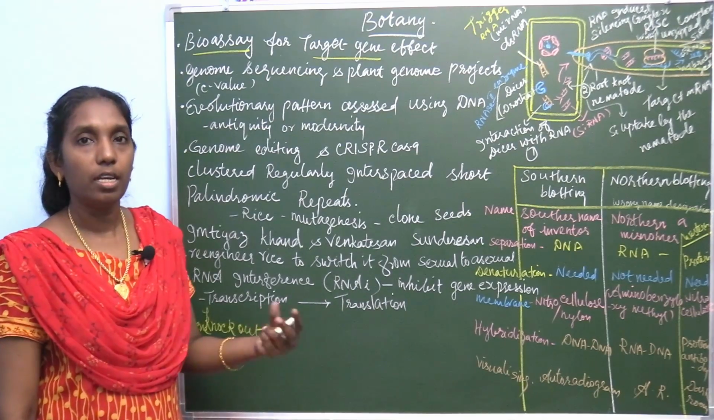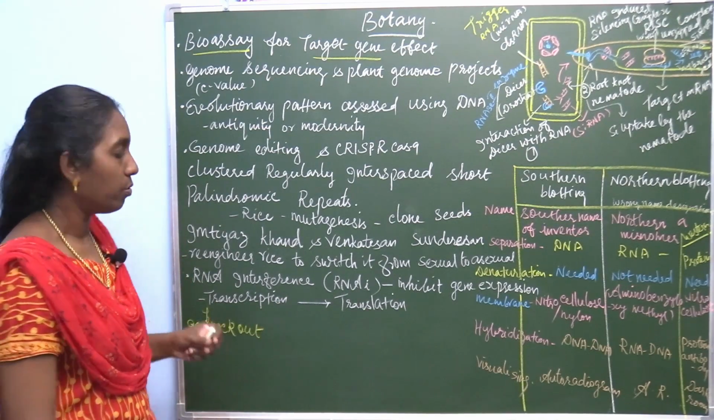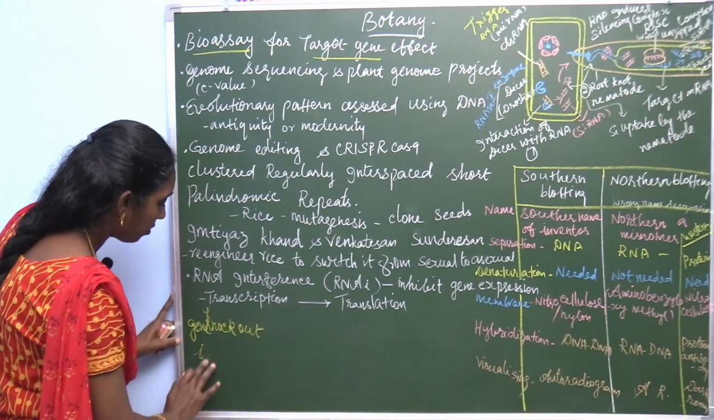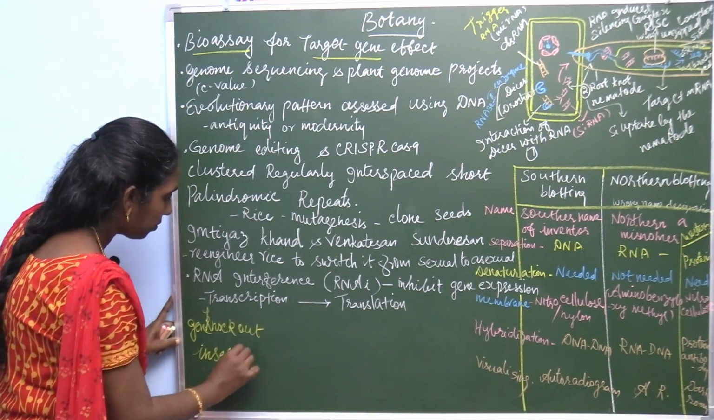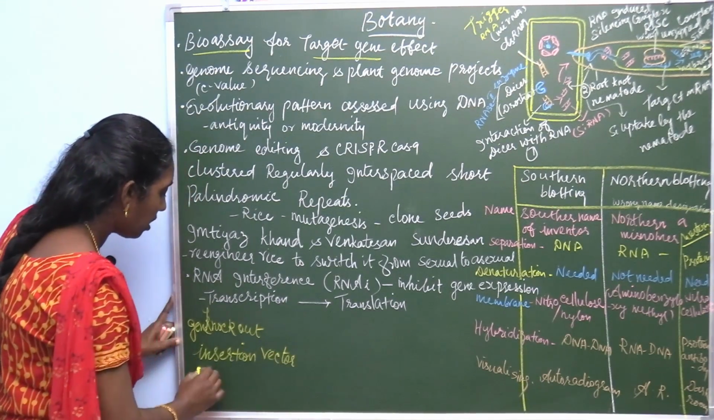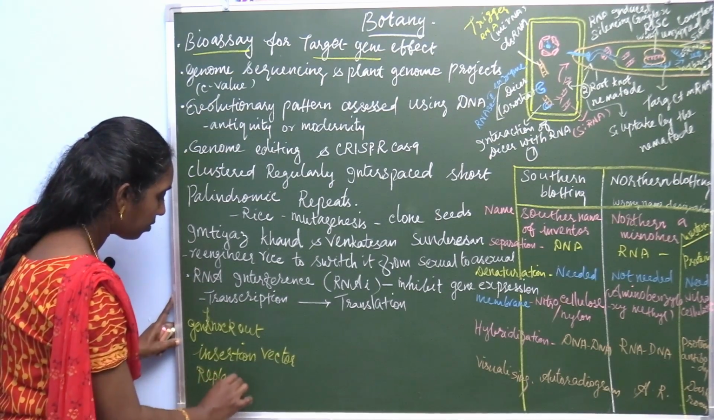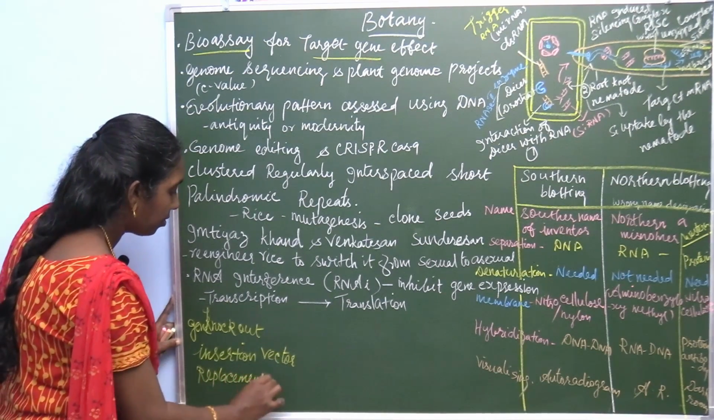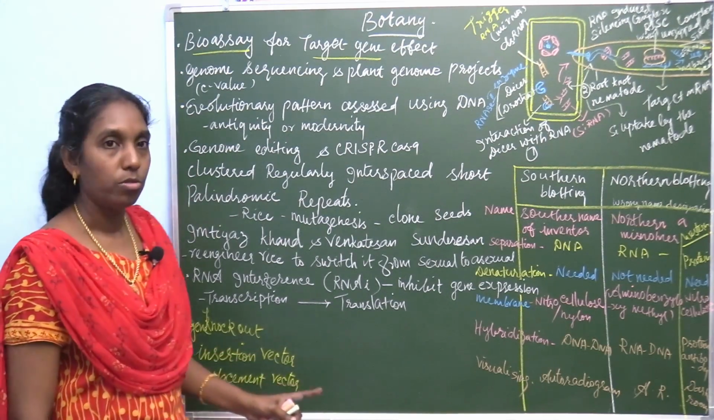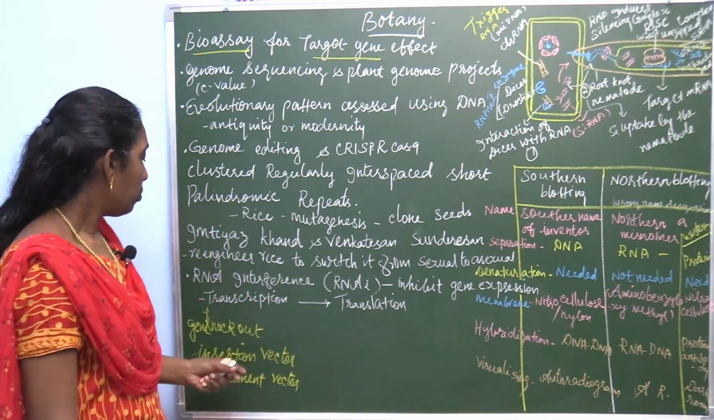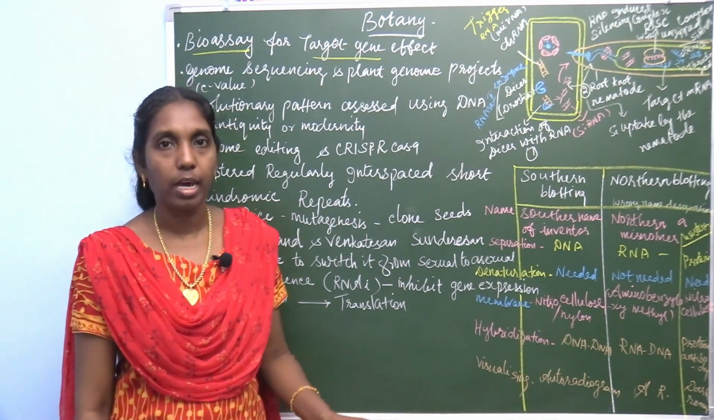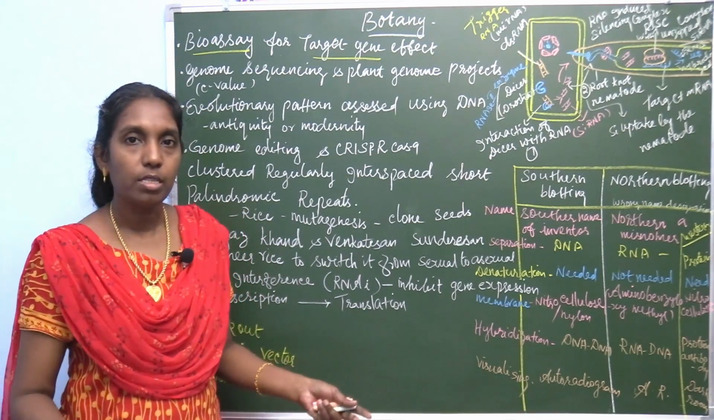To make this gene inoperative, there are two vectors used. They are insertion vector and replacement vector. There are two different vectors used to knock out the gene. To knock out the gene, the insertion vector and the replacement vector can be used. What's the difference among these two vectors?